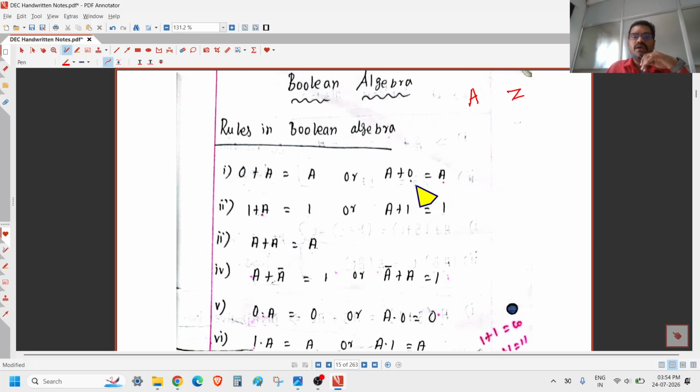The first rule is the addition rule. That is, 0 plus a or a plus 0 is equal to a. 1 plus a is equal to 1, or a plus 1 is equal to 1. And a plus a, or a plus a plus a, however many a's, is equal to a. And a plus a bar is equal to 1. So those are the addition rules.